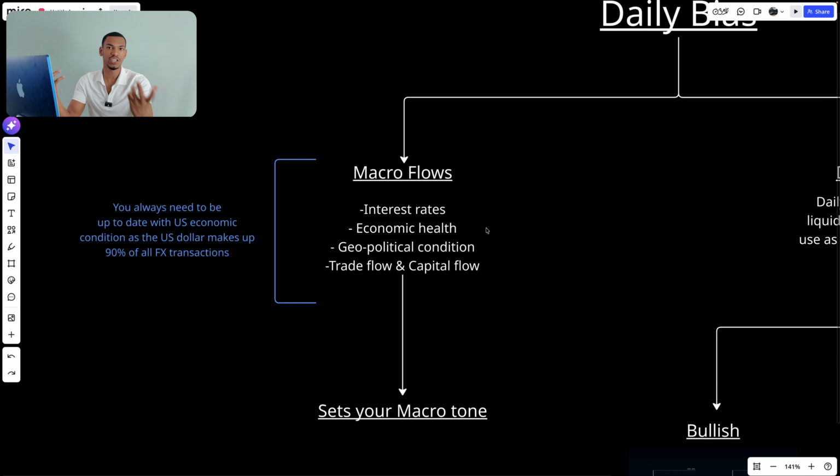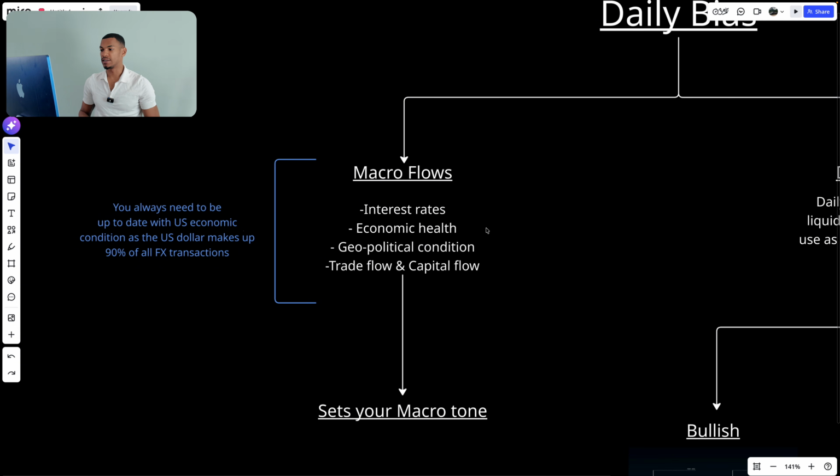Economic health, you're looking at GDP. If a country is increasing in GDP, it most likely has a good economic health, and people are attracted to that economy. Geopolitical condition, when geopolitical conditions are unstable, or where there's something going off, like the recent situation with US and Iran, emotions will take over the market, and the market will be driven on emotions more than it is macroeconomics, right?